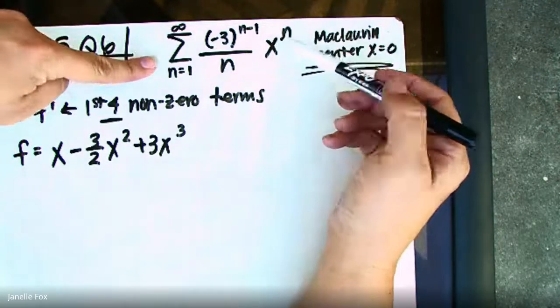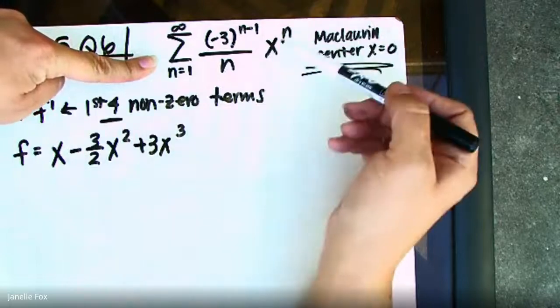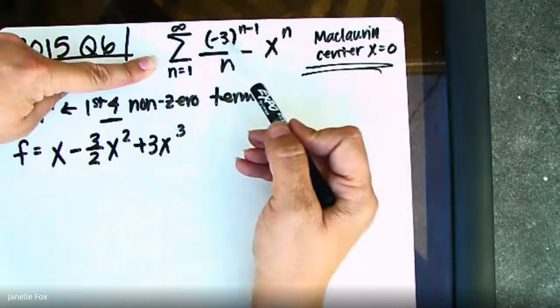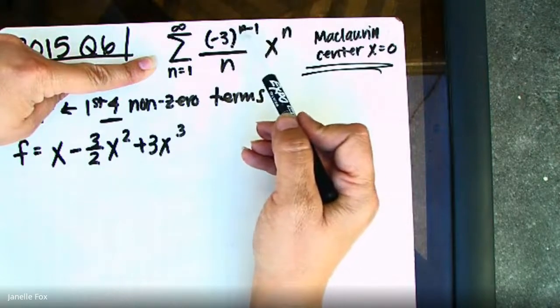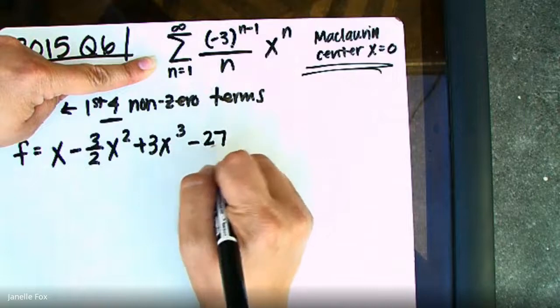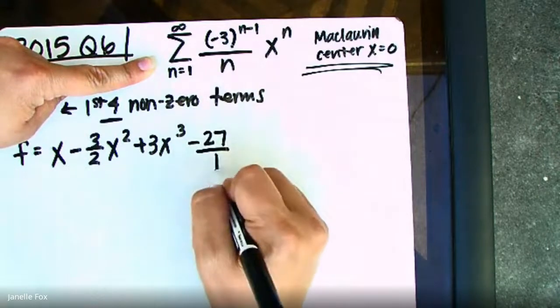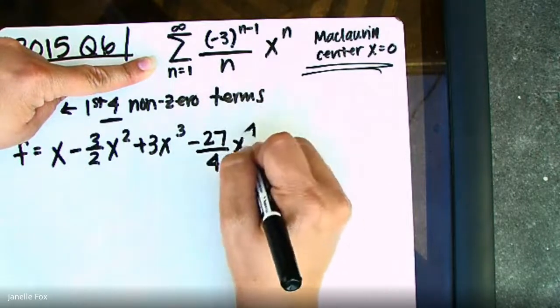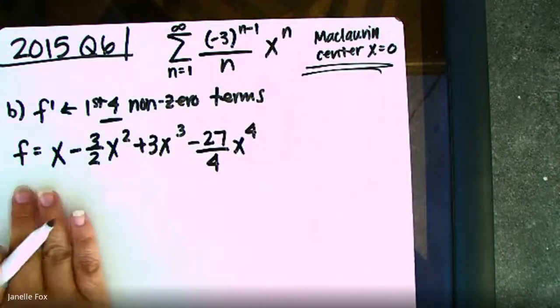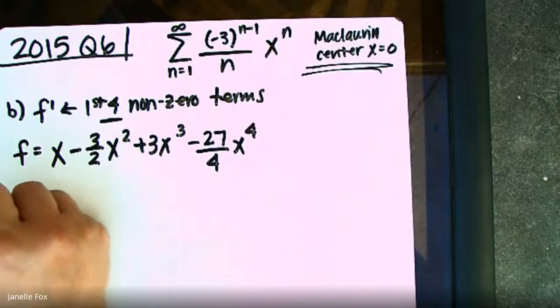I'm going to plug in the 4th term right here and figure out what this is. So this is going to be a negative 3 to the 4 minus 1, so that would be the 3rd power. So that's going to be a negative 27 over 4, because that's n, and then x to the 4th. So these are 4 terms of the function f, and now it asks me to find f prime.